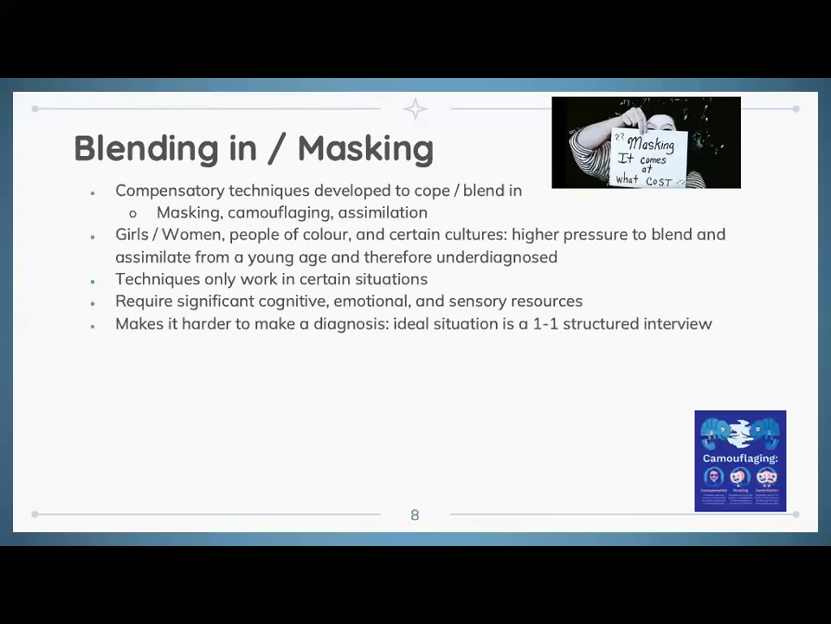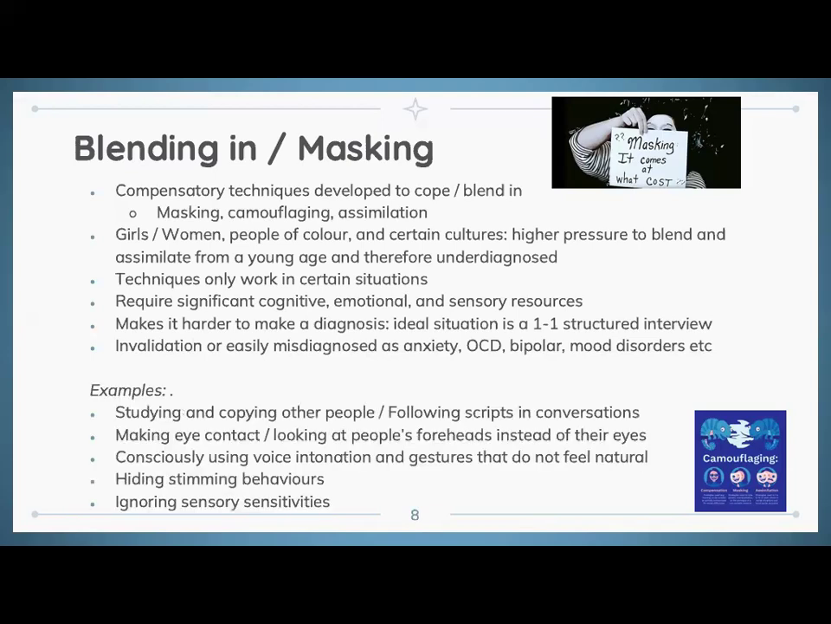And actually the one-to-one structured interview, sitting down with somebody, is the most ideal situation to mask in. Nice and structured, you know roughly what to expect. It's quite quiet. So it's quite hard in a medical consultation, for example; people will be able to mask much better. And these behaviors are going to come out much more within large groups, for example, or other scenarios. So one of the challenges also is that people get invalidated: "Oh, no, you can't be autistic." Not true. Or they get misdiagnosed. So the focus is on their anxiety or on obsessive behaviors, or they get diagnosed with mood disorders, etc.